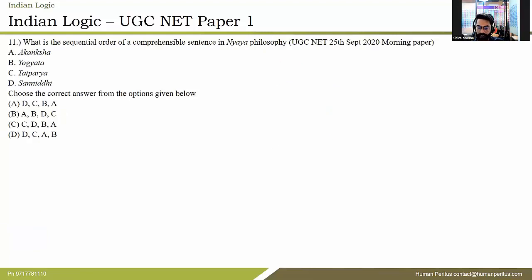The second next question is, what is the sequential order of a comprehensible sentence in Nyaya? Comprehensible sentence in Nyaya. So the Nyaya school actually talks about correct thinking with proper argumentation and valid reasoning. Correct thinking.